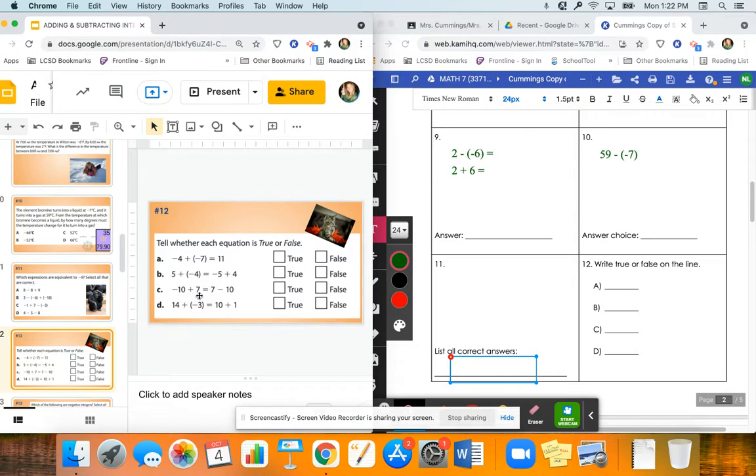C, negative 10 plus 7 is the same as 7 minus 3. Is that true or false? And D, 14 plus negative 3 is the same thing as 10 plus 1. Is that true or false? So T and F is what you're putting on each of these lines. T for true, F for false.